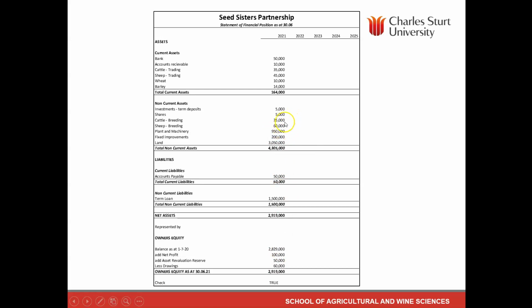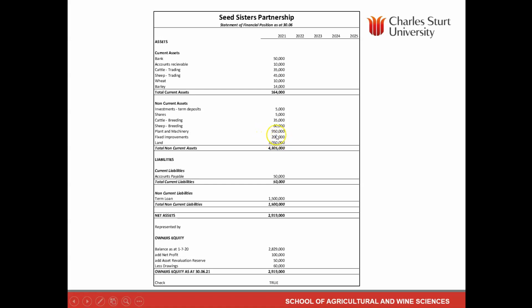Now I mentioned earlier we have our revaluations here in a revaluation reserve for our land, and in your business plan that's possibly the only revaluation you have. I wouldn't suggest you be revaluing anything like plant and machinery or the fixed improvements over the term of the 5 years.